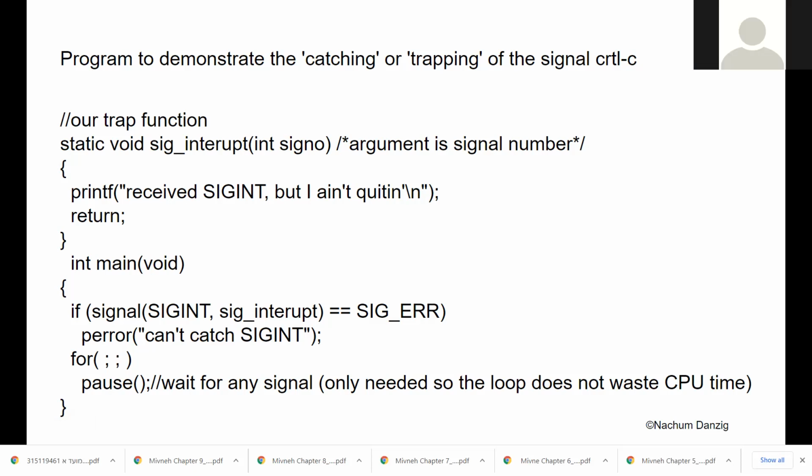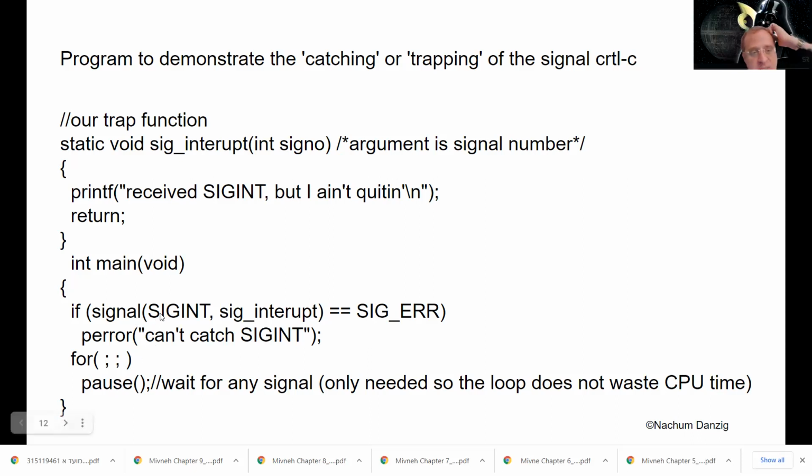Right, but when you press Control C, that somehow calls sig interrupt, right? Because you're printing received SIGINT, but I ain't quitting, right? Yeah. So Control C, how does Control C call that function?